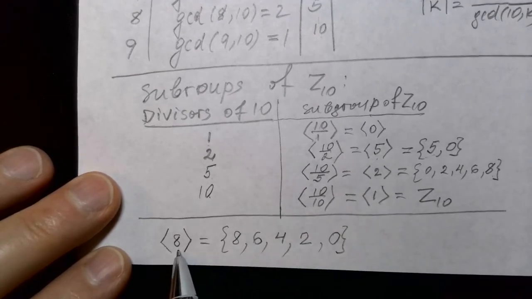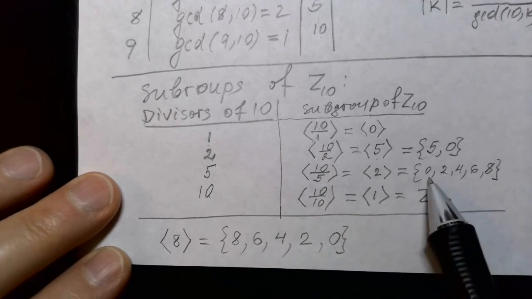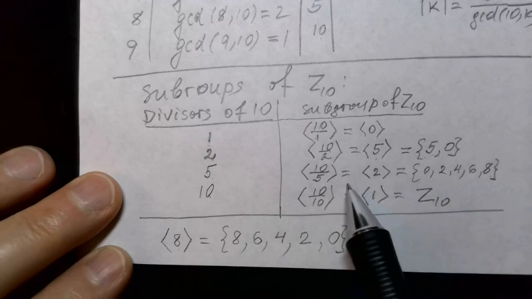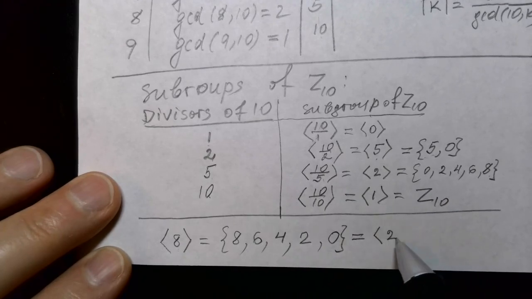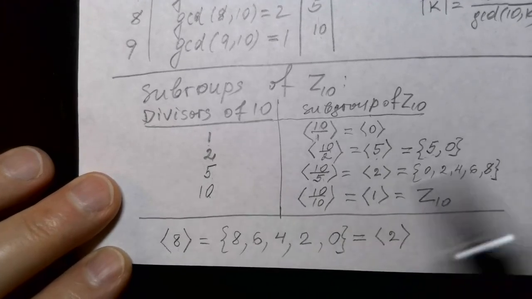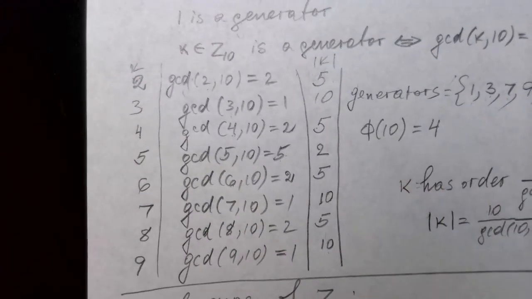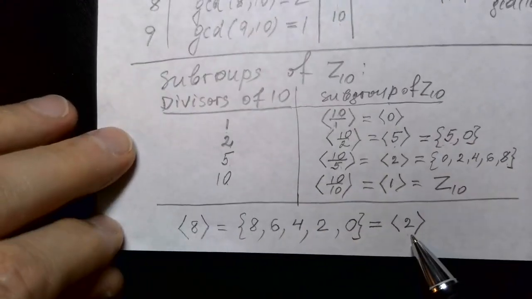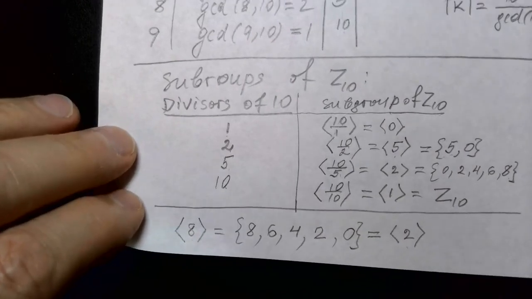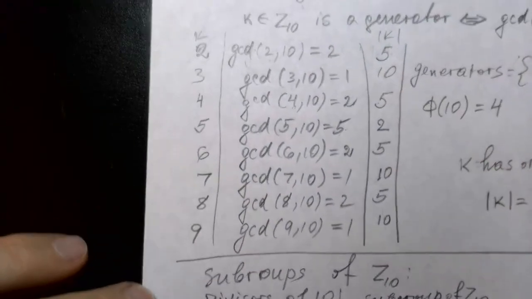So the group generated by 8 consists of these numbers, but we already have that group over here. This is the same as the group generated by 2. So an element of order 5 in Z10 will generate the same subgroup. So that subgroup has 1, 2, 3, 4 generators.